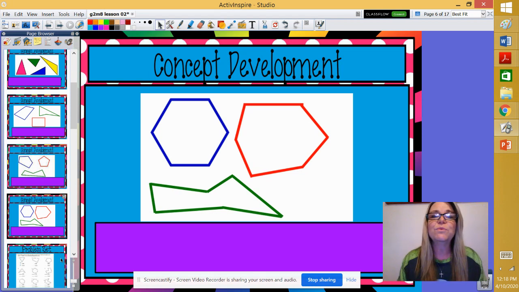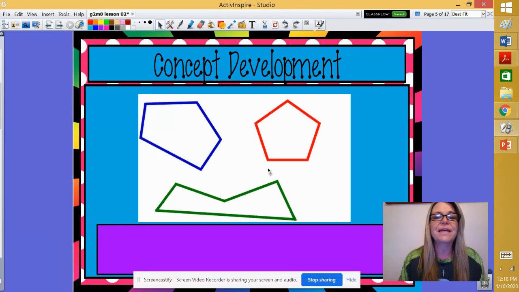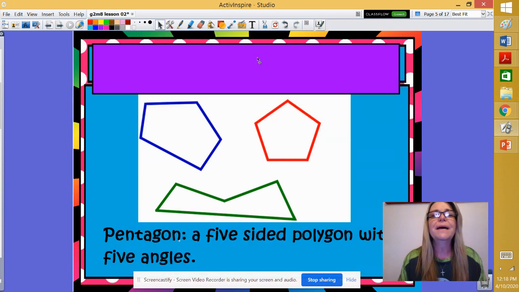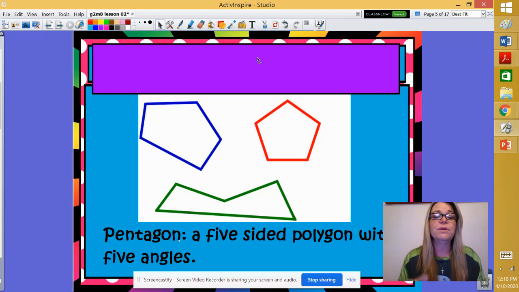Did anybody notice that we skipped one? Let's look at what we might call a shape that has 5 sides. 1 side, 2 sides, 3 sides, 4 sides, 5 sides, and 1 angle, 2, 3, 4, 5 angles. So what do you think we're going to call a polygon that has 5 straight sides and 5 angles? A pentagon. The prefix penta means 5. So when you hear penta, go ahead and think in your mind, oh, that's 5. So a pentagon is a 5-sided polygon with 5 angles.